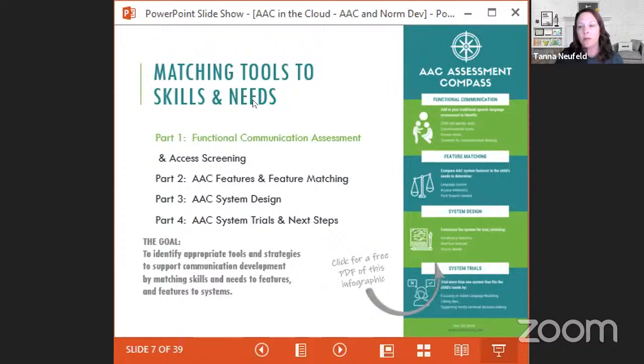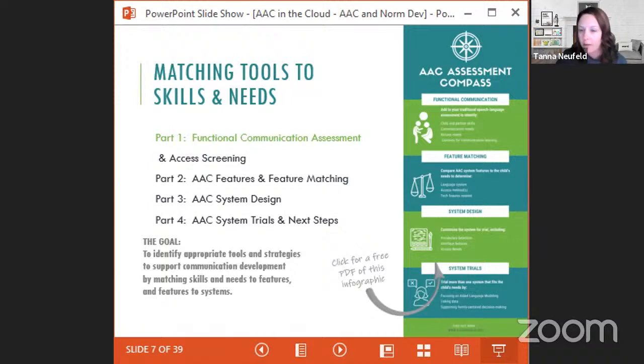So looking a little bit closer at the assessment part of this compass, again, the point of an AAC assessment, from my perspective, is really to match those tools to the skills and needs of the individual child. So I would say in my practice, 90% of my AAC assessment focuses on communication skills and needs. And then, of course, what do I need from my motor and my vision support team to help me with the access component for those students that may have those needs in place?